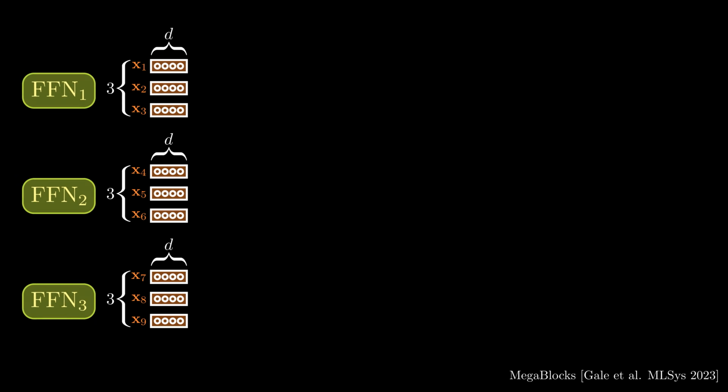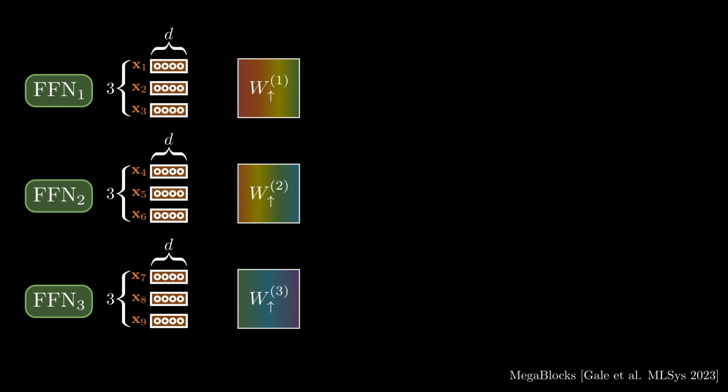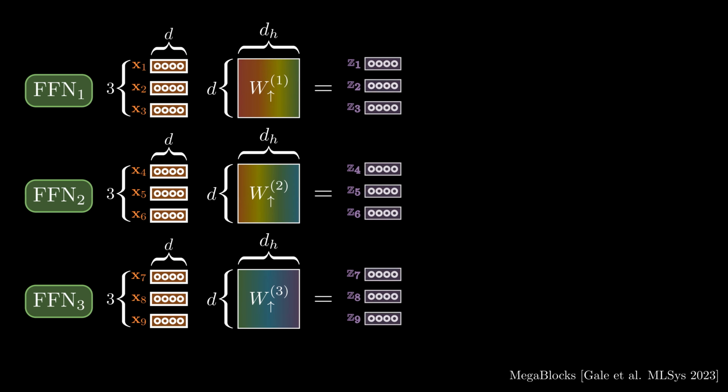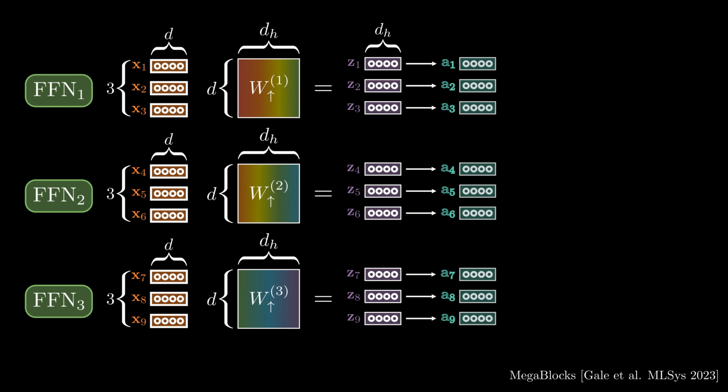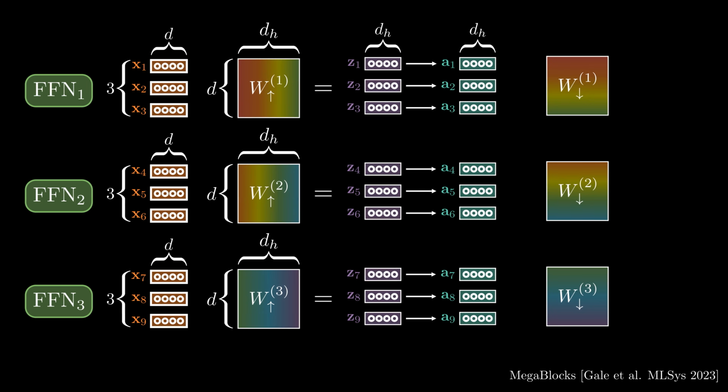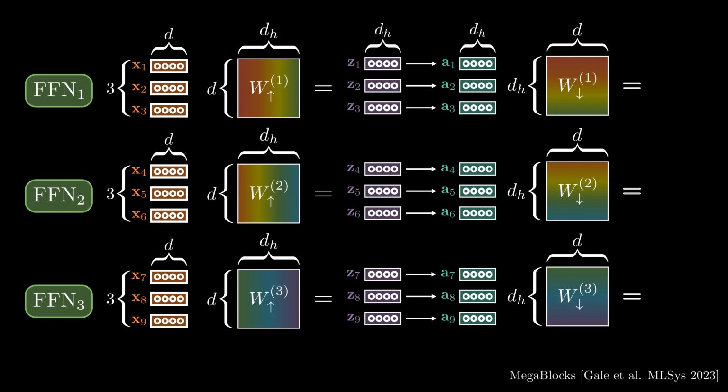The mixture of expert implementations we had earlier leverage batch matrix multiplications to compute all experts within a layer in parallel. Specifically, the first layer of the expert is an up projection matrix. The up projection matrices have dimensions d by dh, where dh is the hidden feature dimension. This gives us the vector z with dh dimensions. Applying the activation function to the z vectors yields the a vectors. Finally, we have the down projection matrix that maps the dh dimension vectors back to d dimension.